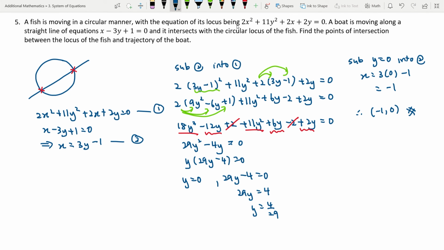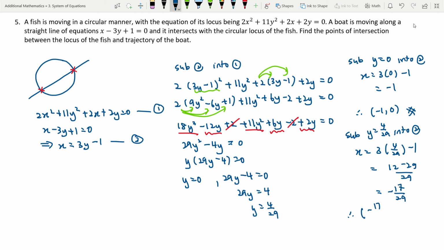We do the same thing for y = 4/29. We substitute y = 4/29 into equation 2. x = 3 × 4/29 - 1. We simplify it: (12 - 29)/29. And we get x = -17/29. Hence, the second point of intersection is (-17/29, 4/29).